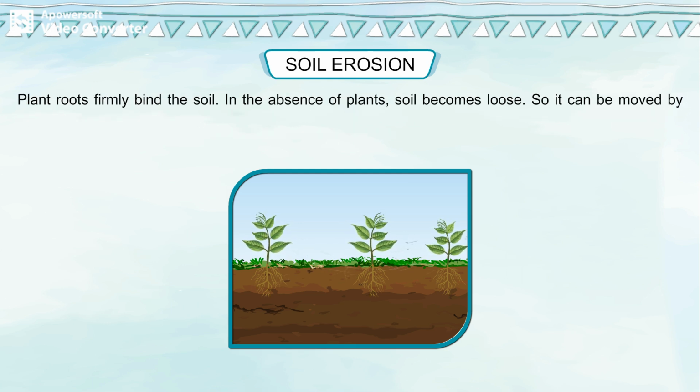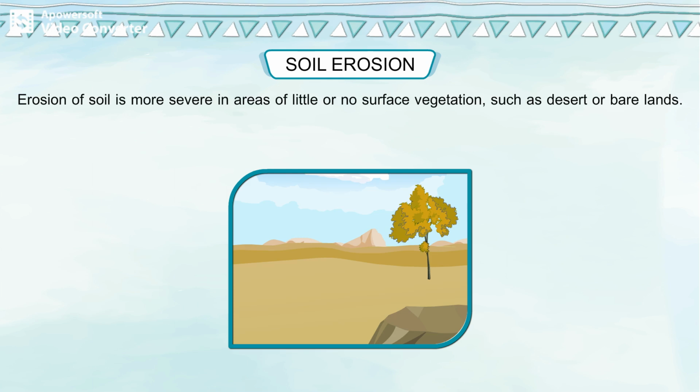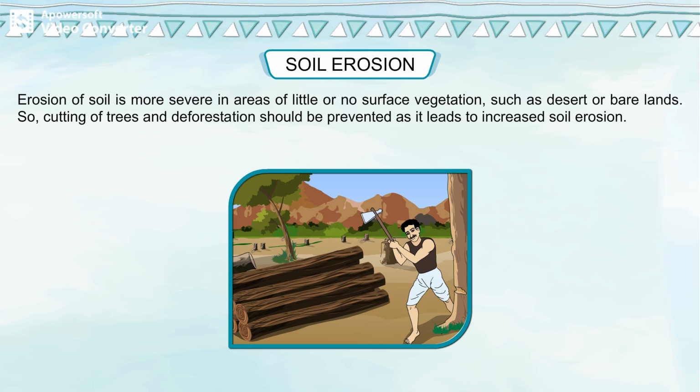Plant roots firmly bind the soil. In the absence of plants, soil becomes loose, so it can be moved by wind and flowing water. Erosion of soil is more severe in areas of little or no surface vegetation, such as desert or bare lands. So, cutting of trees and deforestation should be prevented as it leads to increased soil erosion.